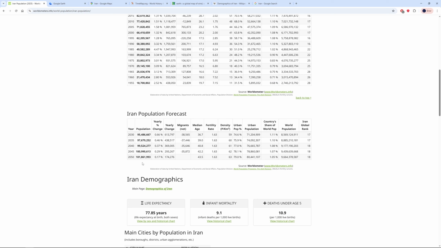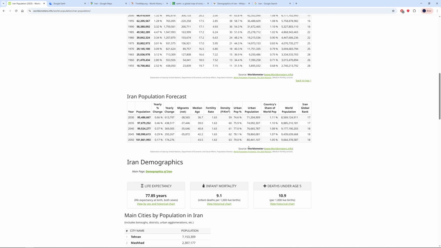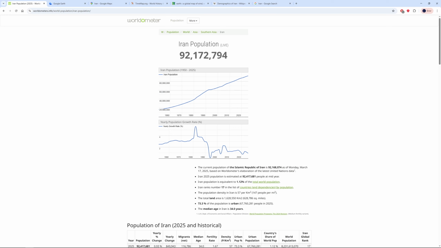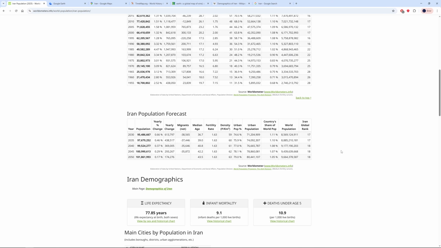In 2050 it's going to be over 100 million people in Iran. Obviously the yearly change is going to go down to around 175,000 people, because even though they have migration, I give them that, the fertility rate is also going to go down even faster. They say the fertility rate is going to stay around 1.63, but I think it's going to go down much faster. And also, like I say, it's Iran, so you cannot trust those numbers exactly, but you can have some idea where the population is going.